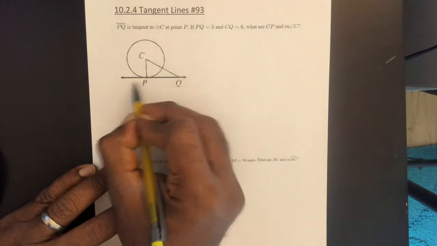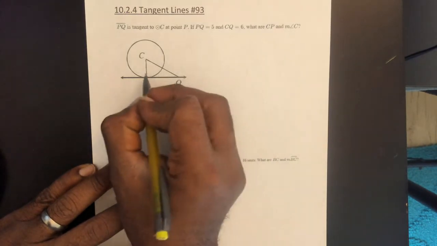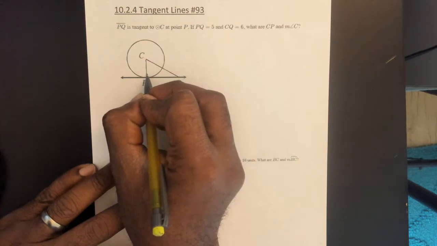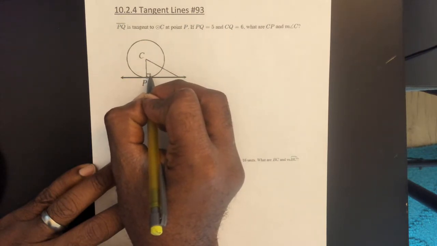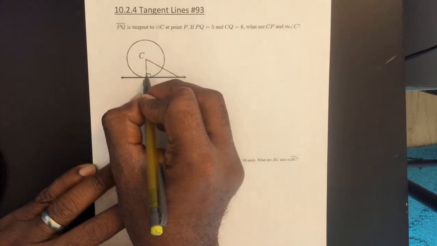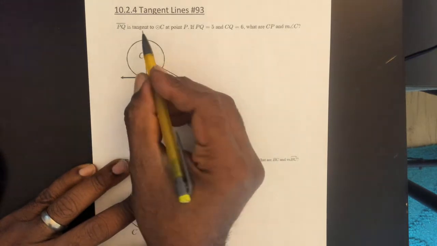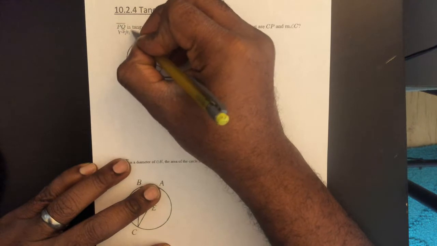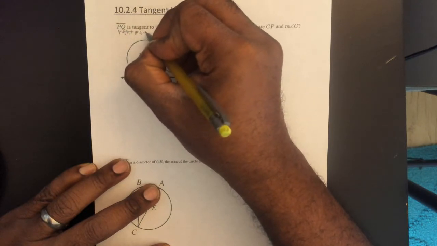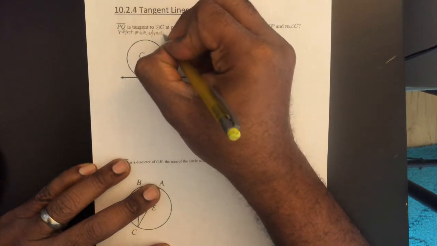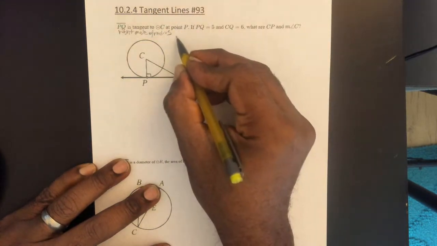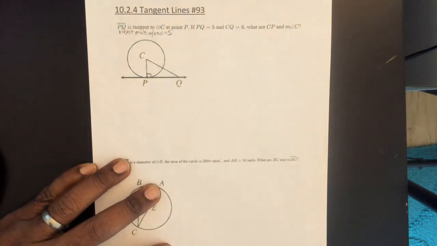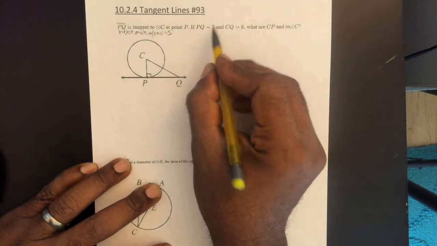And if a line or segment is tangent to a circle, that means it's going to be perpendicular to the radius at that point. Okay, so we know that because it's tangent, this is telling us that we have a right angle. So here's a right angle with the radius. That's what this first sentence tells us right here. All right, and then we can fill in some of this information here.